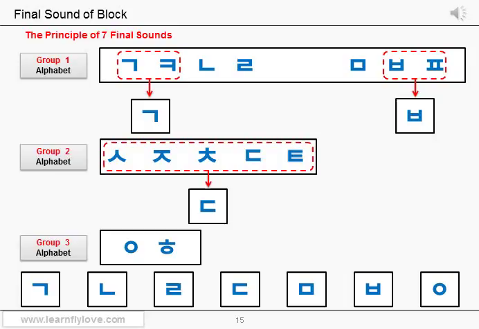That's it. Now you know something not many people know, the principle of seven final sounds. Again, according to the Korean standard pronunciation rule, when the Hangul consonants are used as a final in a block, they are pronounced as one of these seven consonants: K, N, L, T, M, P, and U. No exception. This is actually a super important rule. When you just want to read Hangul, you don't have to know this rule. But if you want to learn Korean pronunciation rules properly later, you must know what you've learned on this page.